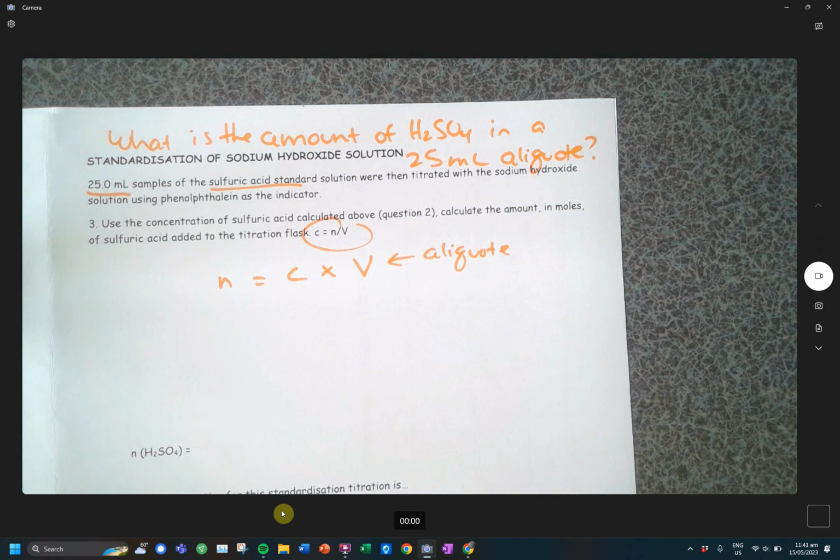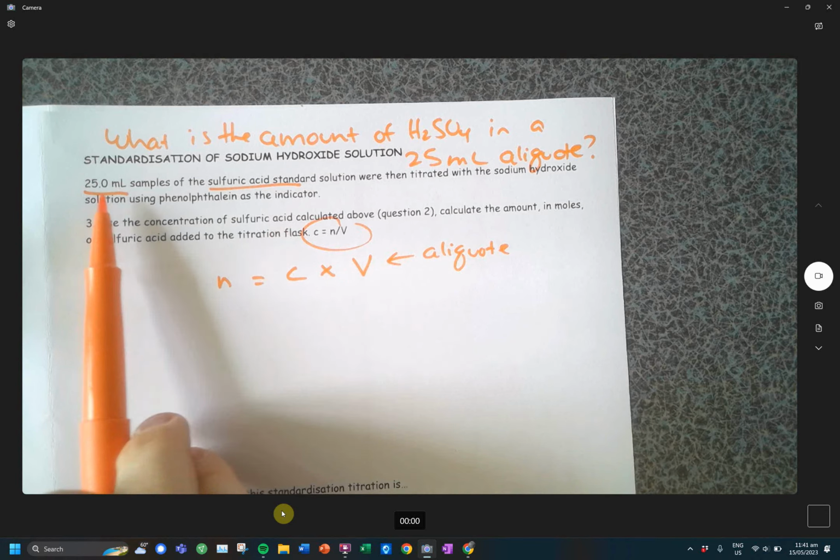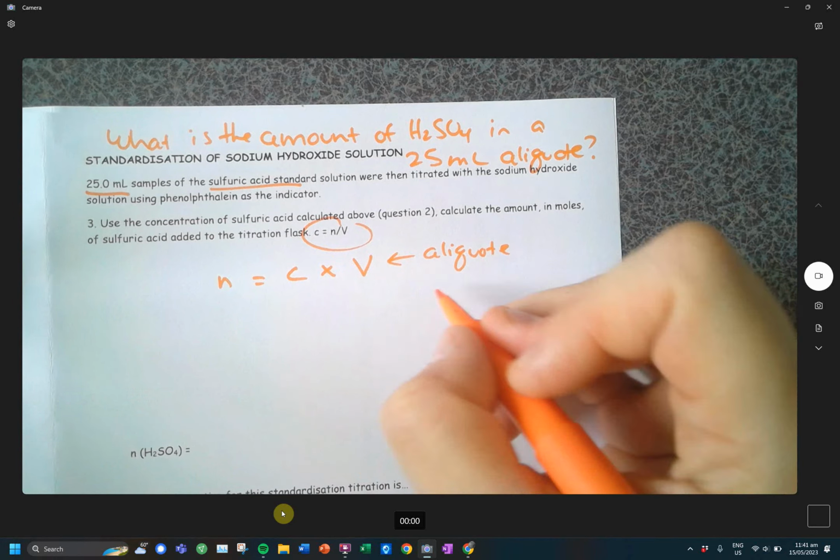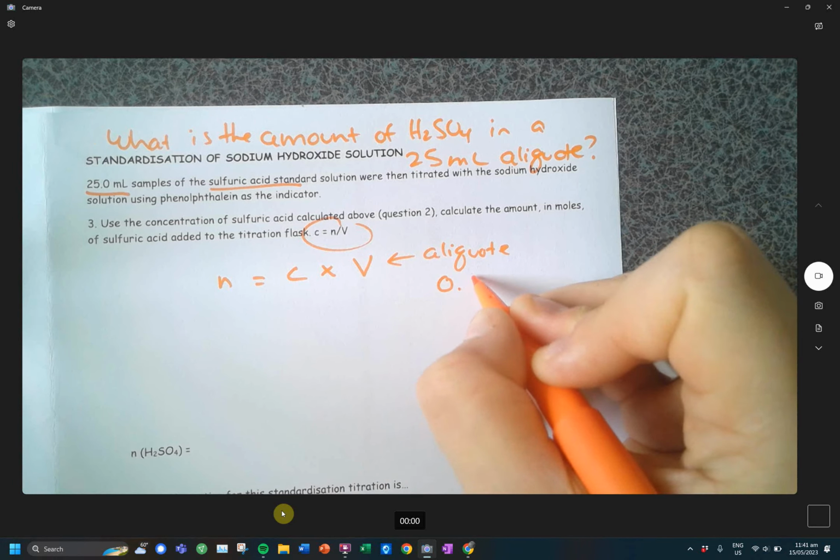So the aliquot is what? 25 milliliters. Do I need to change it into liters? Yes, I do, because the concentration is in moles per liter. So if I was to divide that by 1,000, what would that be? 0.025.